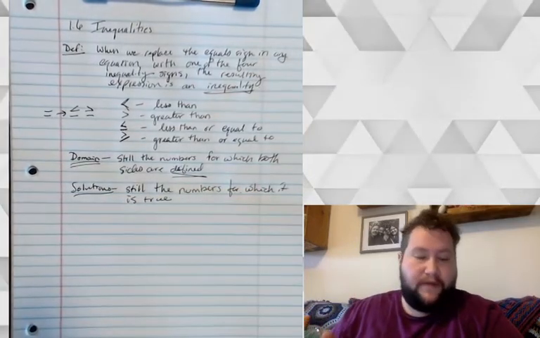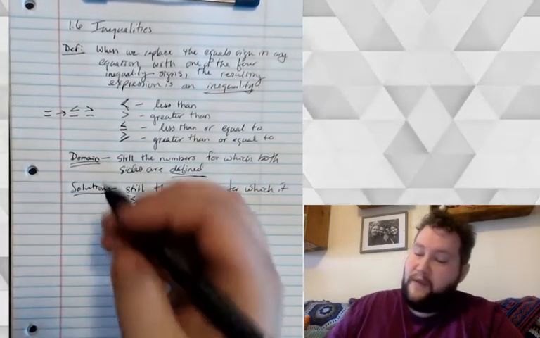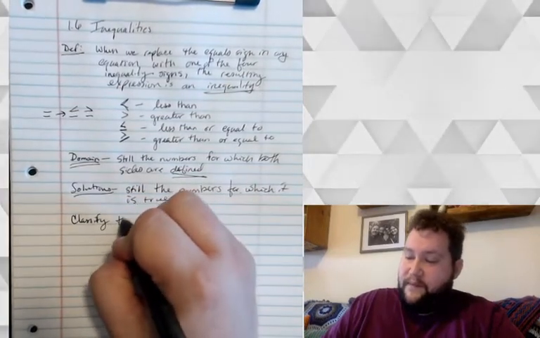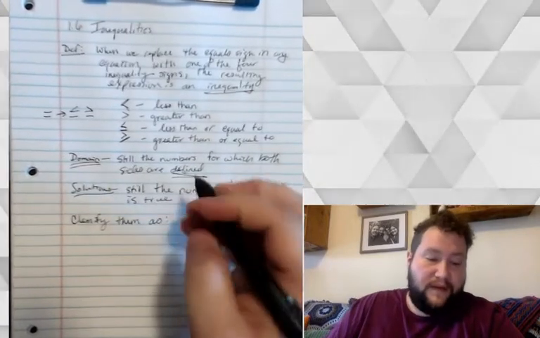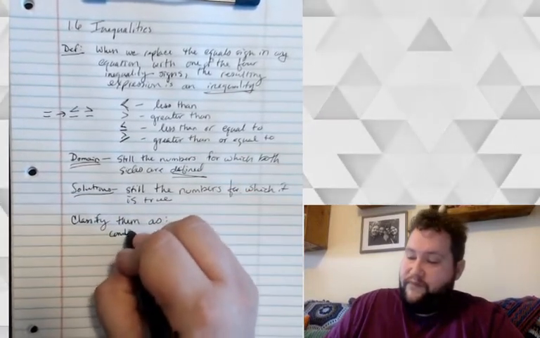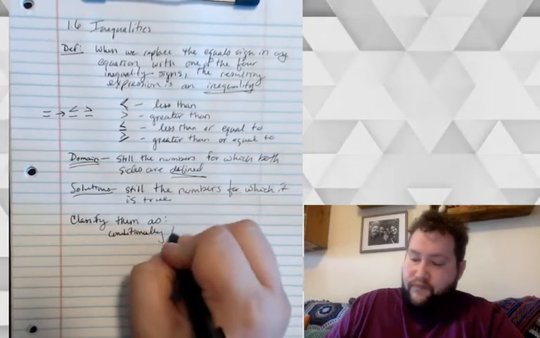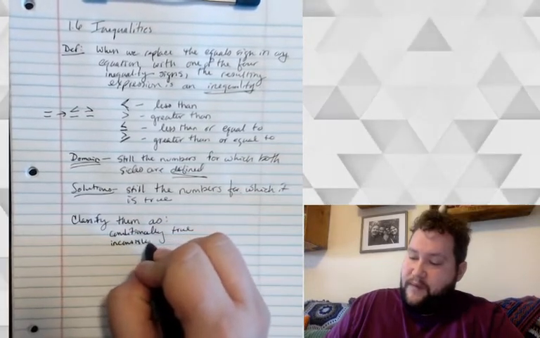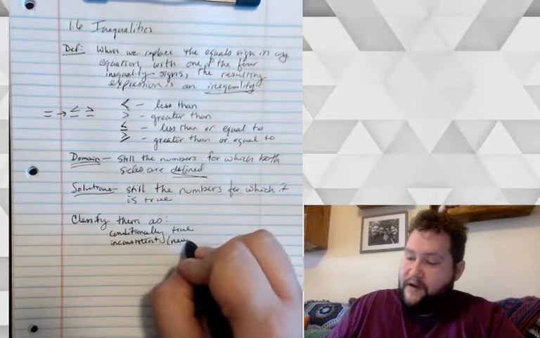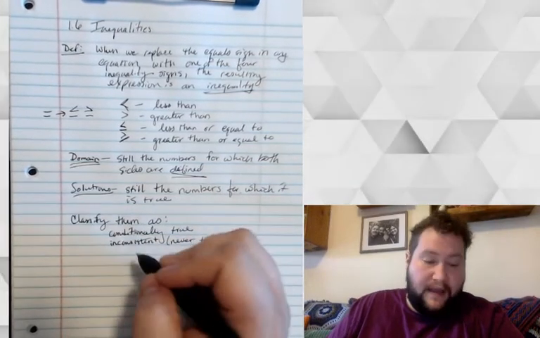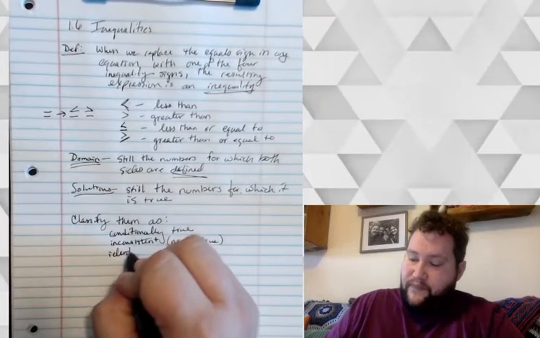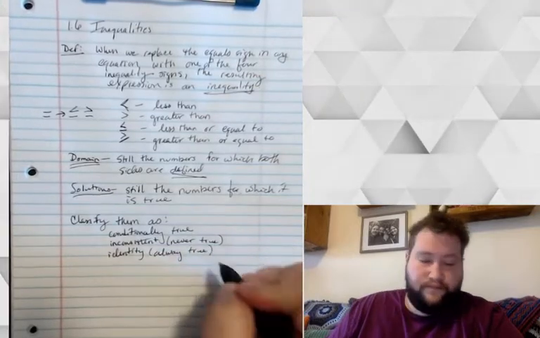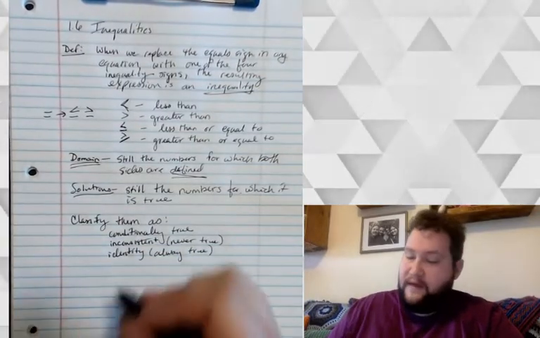And of course, we'll work through a number of examples shortly. And we will still classify them as one of three things: conditionally true, inconsistent, and remember that's when they're never true, and identity, which was when it was always true. And so let's look at an example.